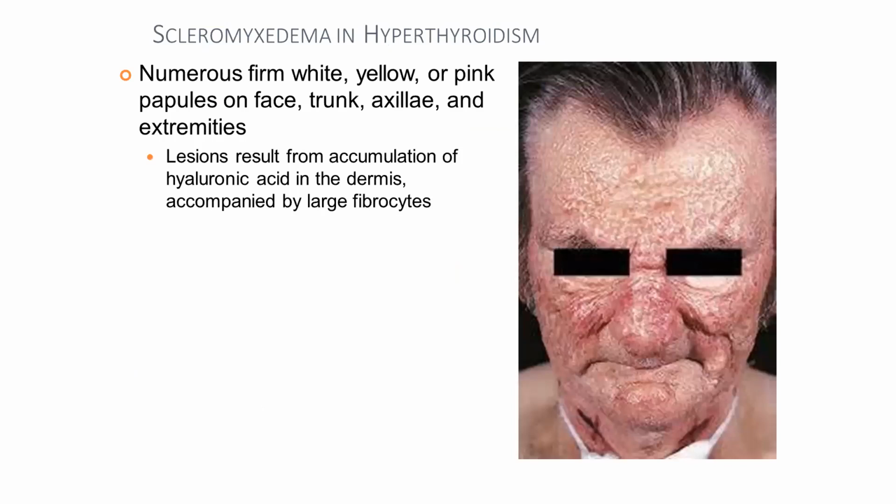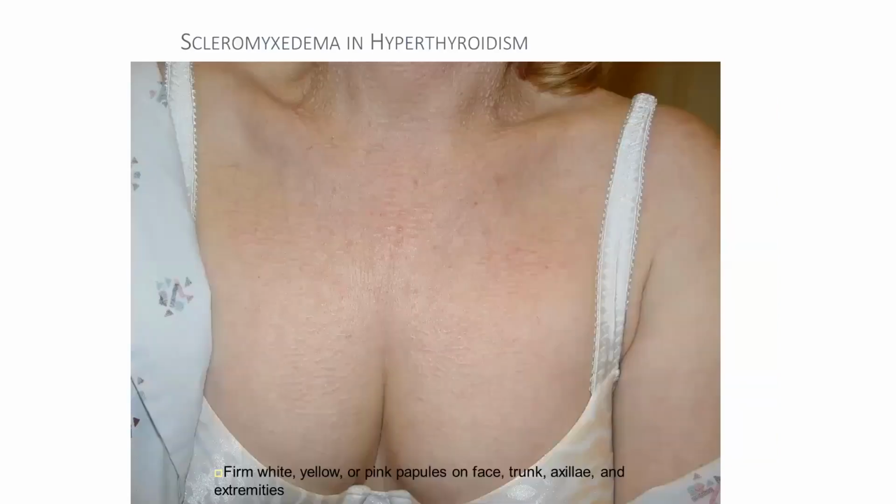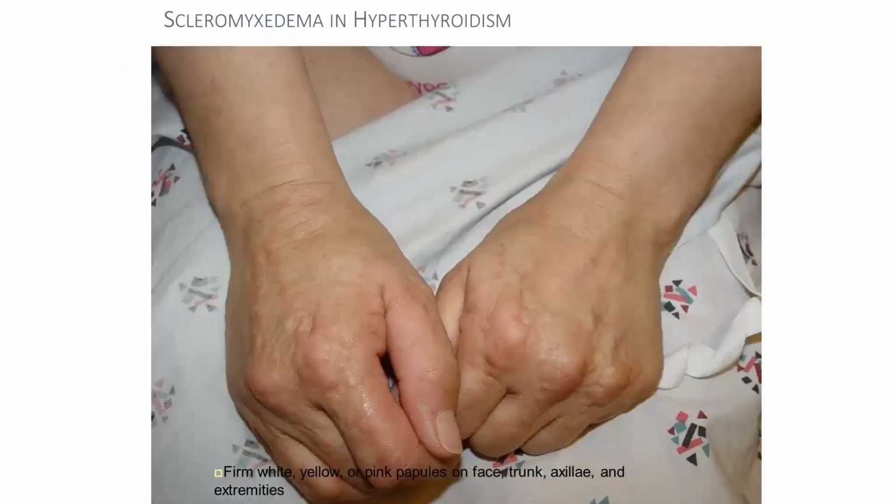Then scleromyxedema and hyperthyroidism. What is scleromyxedema? It results from accumulation of hyaluronic acid in the dermis, accompanied by large fibroblasts. Clinically, numerous firm white, yellow, or pink papules on the face, trunk, axilla, and extremities may develop. Similar picture, sort of chicken wire appearance.